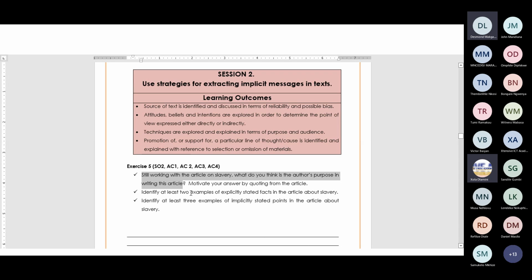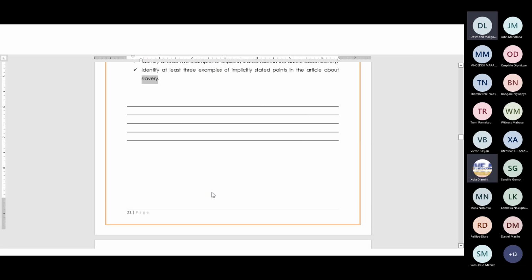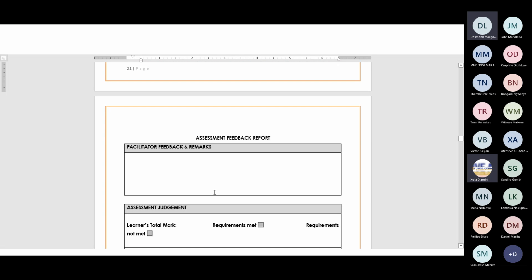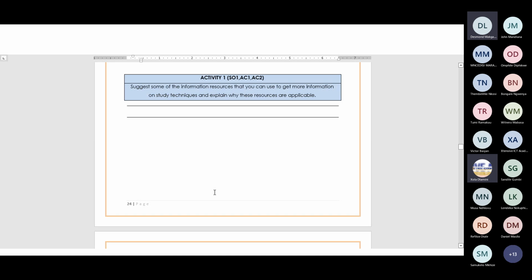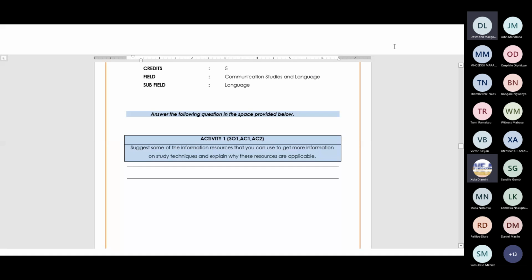Right? So we also look at explicitly stated facts in the article. We also look at implicitly stated facts or points in the article. And again, it is the same article about slavery. So you'll notice I wanted to show you how to remove the lines, but I don't think I can on this document. My document is not showing the way it's supposed to show. When I prepared, it was showing me nicely here. I had a lot of things here. Now, suddenly, because I changed it, I'm not able to do things.